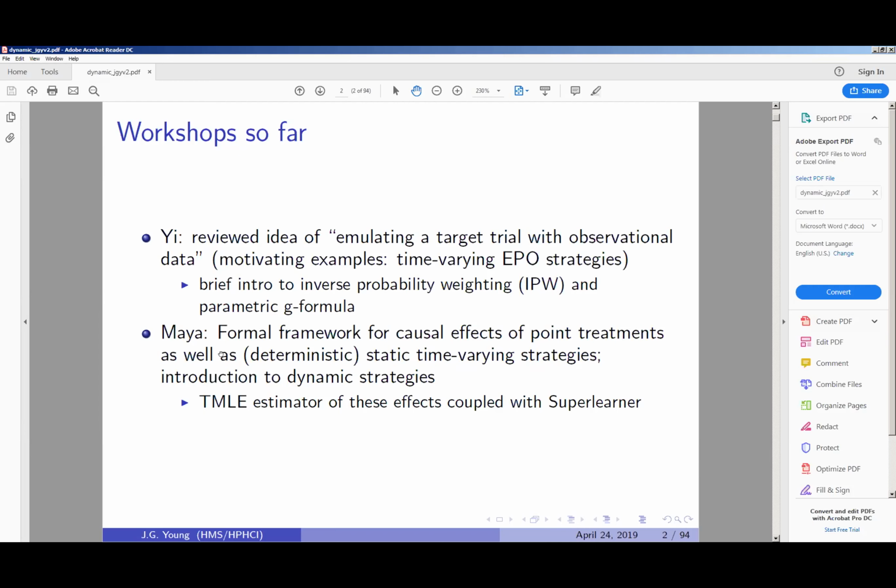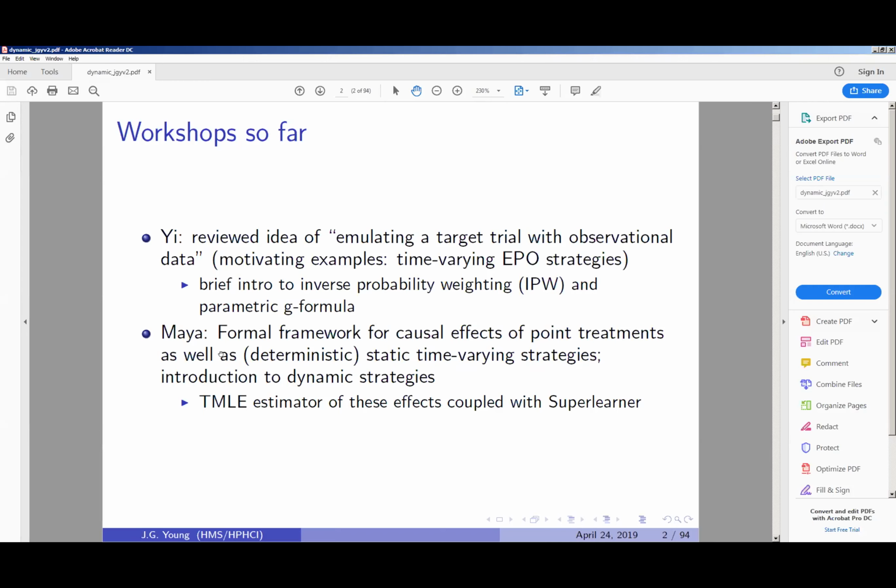Maya then in workshop 2 introduced a more formal framework for causal inference. My understanding is largely in the context of point treatments, with some introduction to time-varying strategies, with some examples of what we call static strategies, and some introduction to dynamic strategies. And as I'm going to clarify a bit today, these are special cases of static and dynamic strategies that we would classify as deterministic strategies. So I'm going to talk a little bit about the implication of that and some other possibilities that include non-deterministic strategies.